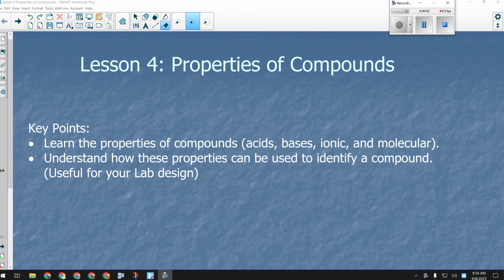All right, so what we're going to look at today are properties, behaviors, etc. of ionic and molecular compounds, and we're also going to look at the behaviors and properties of acids and bases. Everything in this lesson is going to allow us on Wednesday to be able to look at these unknown compounds, run a few simple tests on them, and then be able to pick out their identities from a list.